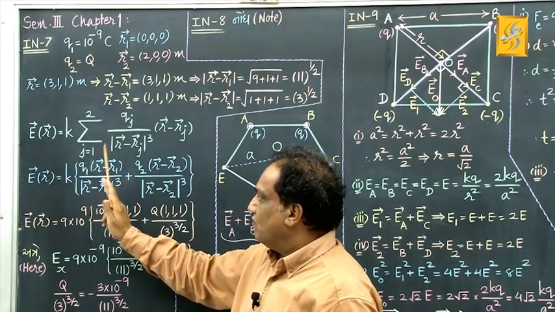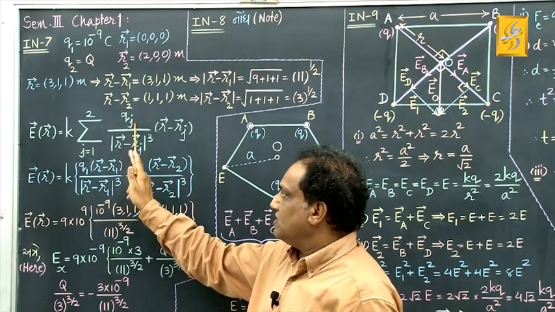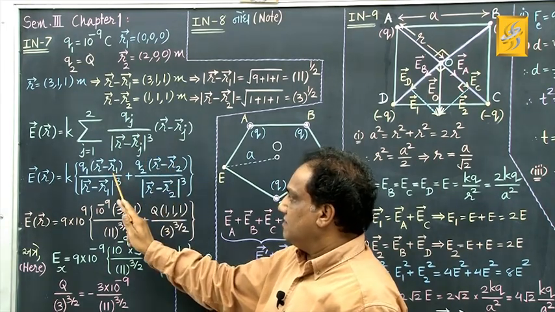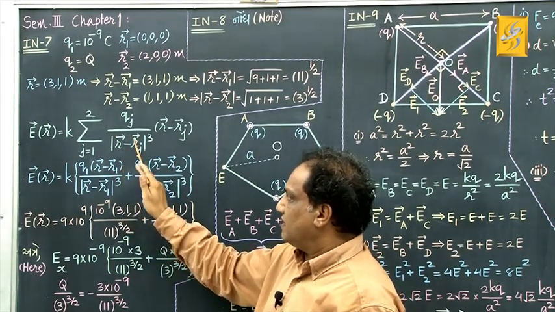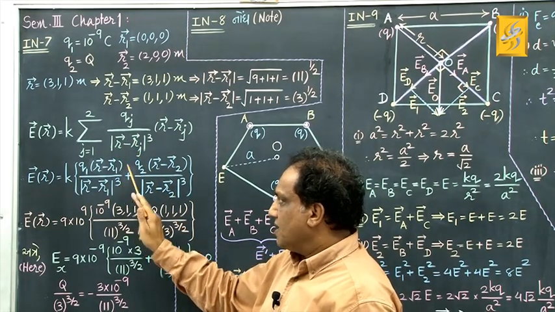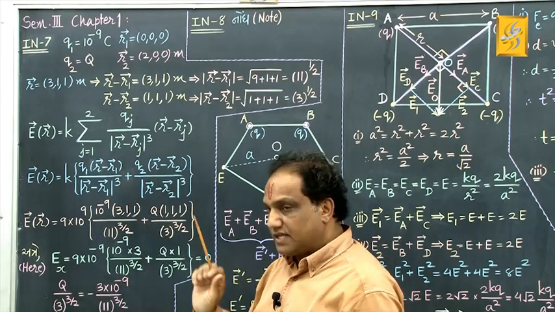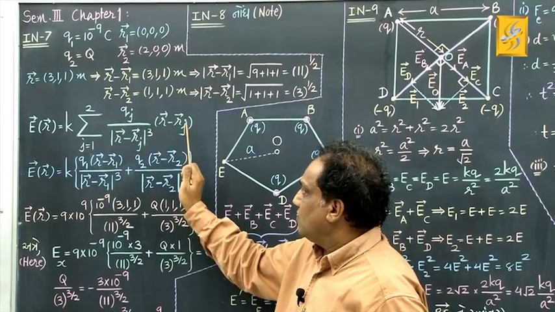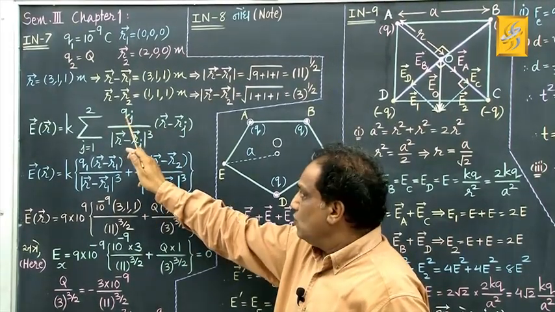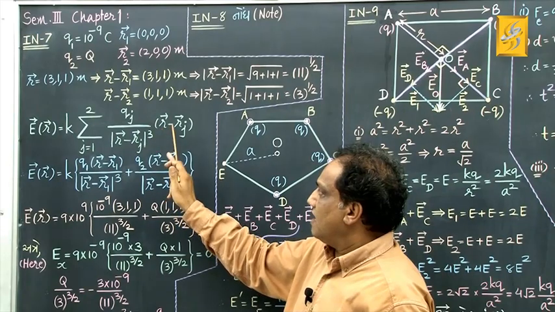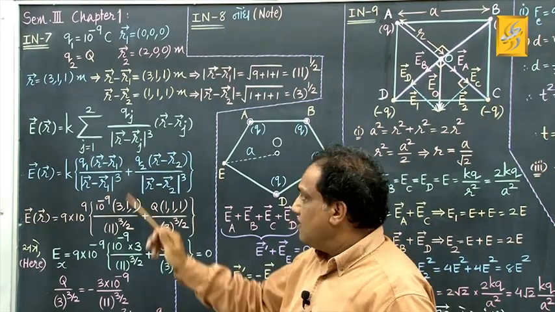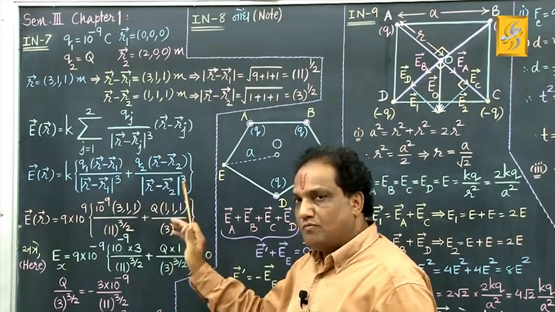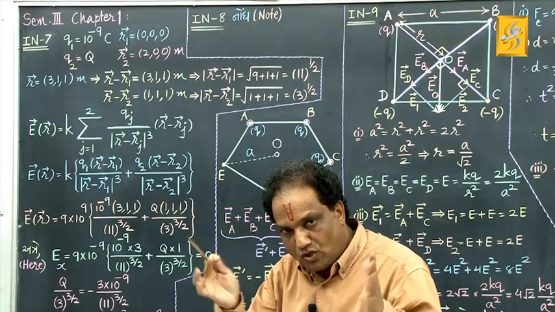First of all, place j equal to 1 everywhere. When you write j equal to 1, it will appear now q1 into vector r minus vector r1 upon mod of vector r minus vector r1 whole cube, and because it is sigma, I must write plus sign, and after j equal to 1, you may write j equal to 2. Write everywhere j equal to 2. Then it will appear q2 into vector r minus vector r2 divided by mod of vector r minus vector r2 whole cube, correct?